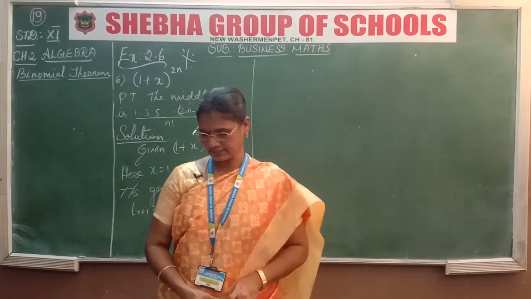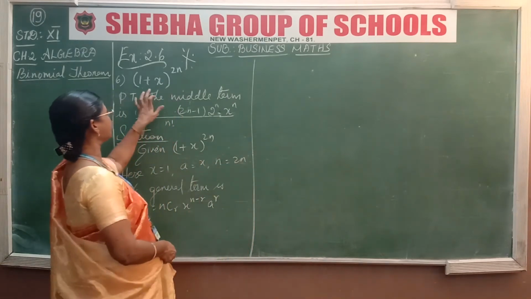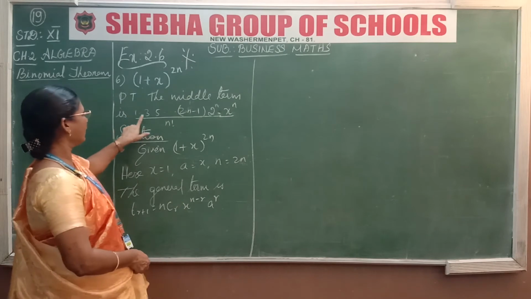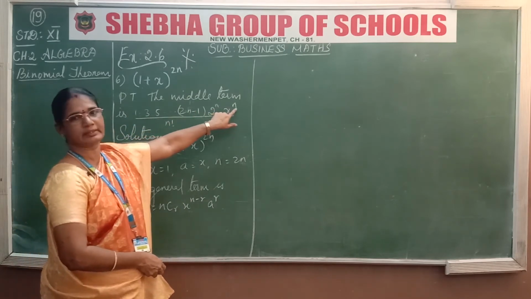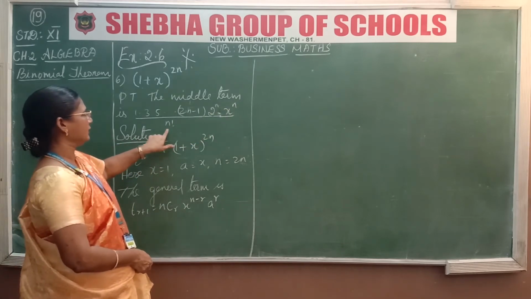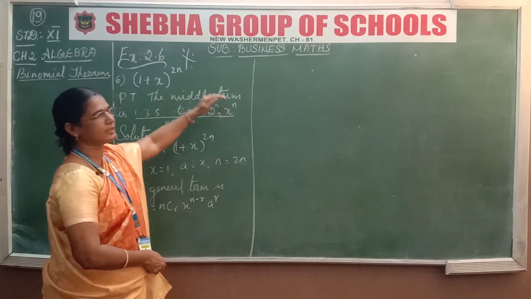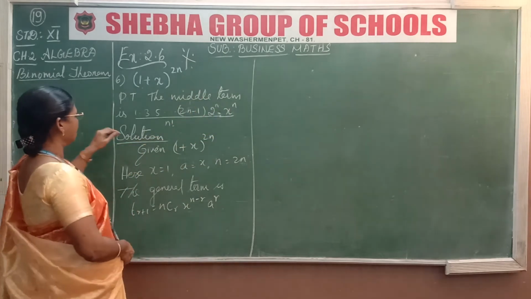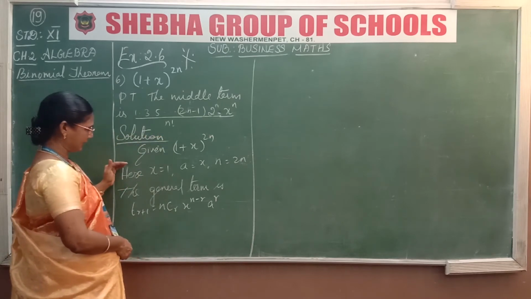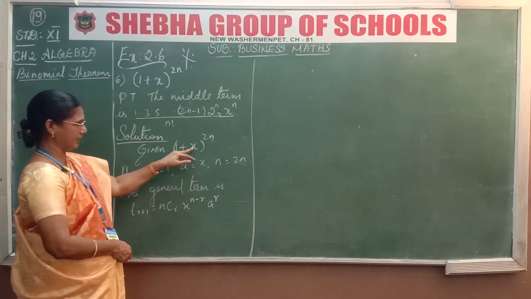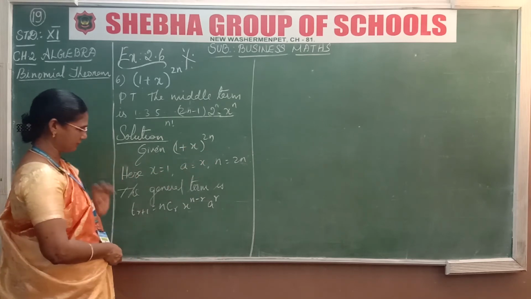Next, let us see the 7th one. Show that the middle term in the expansion of (1 plus x) whole power 2n is 1 into 3 into 5 into etc. up to 2n minus 1 into 2 power n into x power n by n factorial. This is same as the 6th sum, just we multiply x power n in all the terms. We get the answer. First write the given expansion and write the assumptions. Here x is 1, a is x and n is 2n.